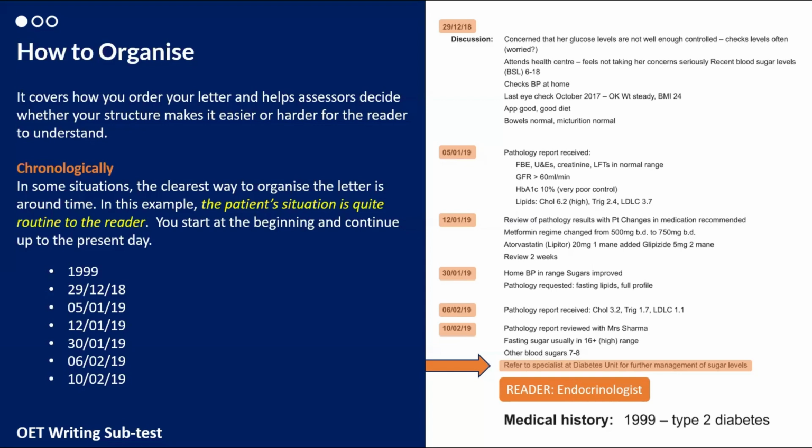The writer uses dates at the start of each paragraph to separate the details of her visits. By doing this, the information is formed into a timeline that is clear to the reader and easy to follow.